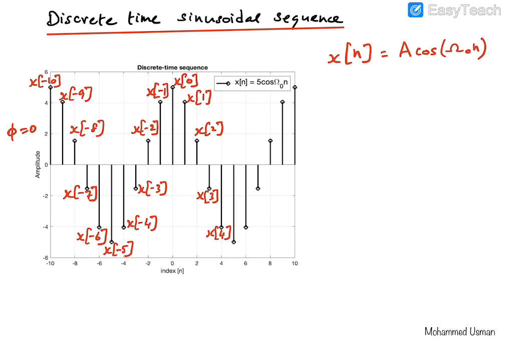Okay, so now here, that is the omega 0. That's the capital omega. Omega 0 is the frequency of the discrete sequence. Okay, now the parameters that are used to describe the discrete sequence are the amplitude a and the frequency omega naught.